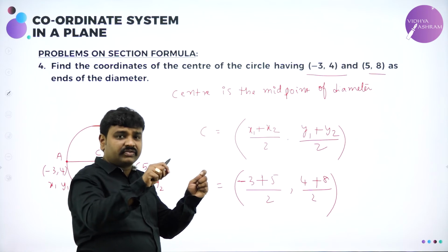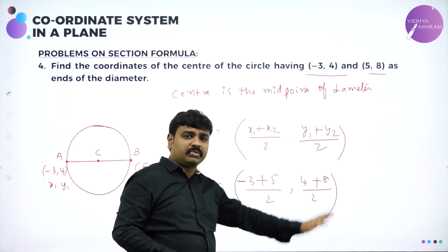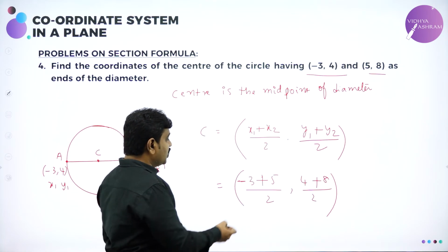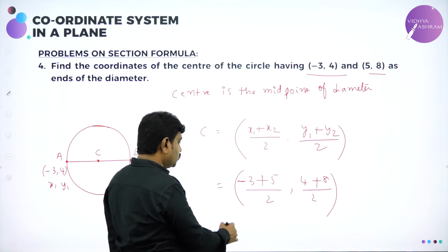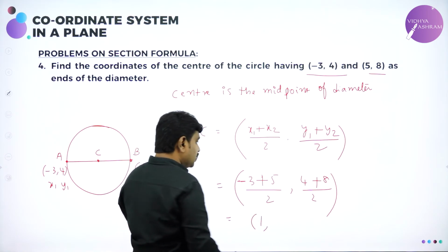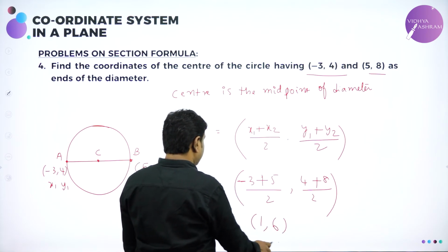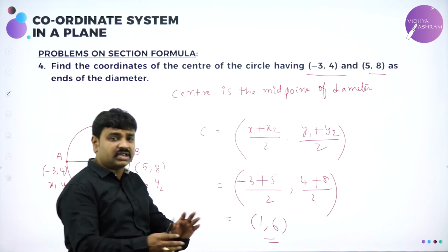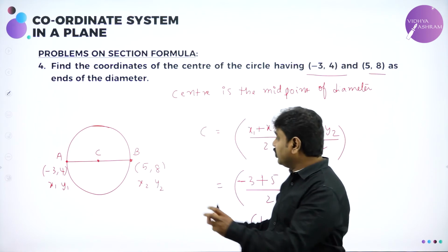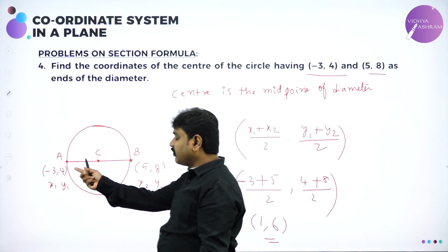But what is the concept? Center means the midpoint of the diameter. So I am using the midpoint formula. All of you know the midpoint formula. I substituted, now simplify. Minus 3 plus 5 is 2, 2 by 2 is 1. 4 plus 8 is 12, 12 by 2 is 6. So 1, 6 is the center. They want the center, we got the center. To find the center, we know the ends of the diameter.